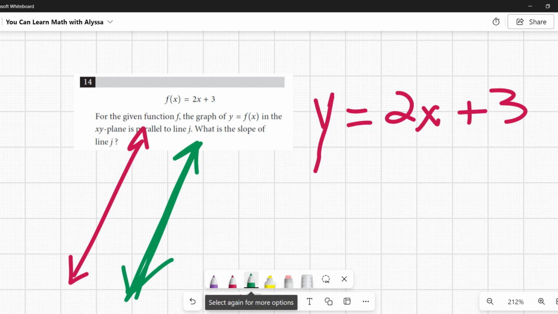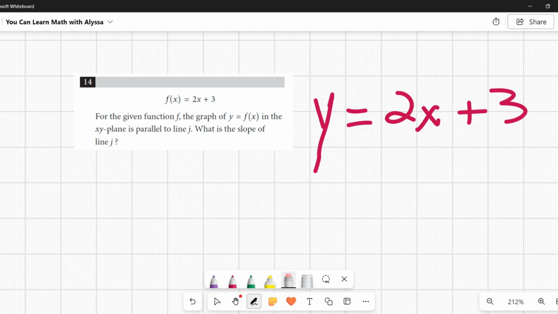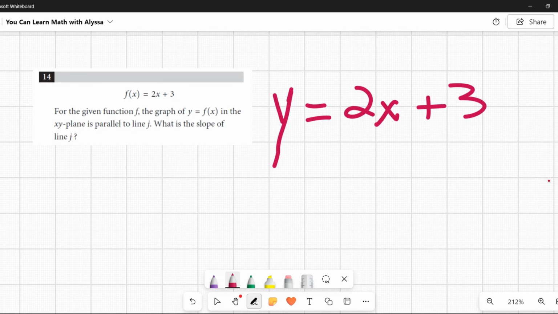That lines that are parallel have the same slope. Always, always, always. That's a good fact. Keep it in your head. It's a good one for the SAT. So it has the same slope.